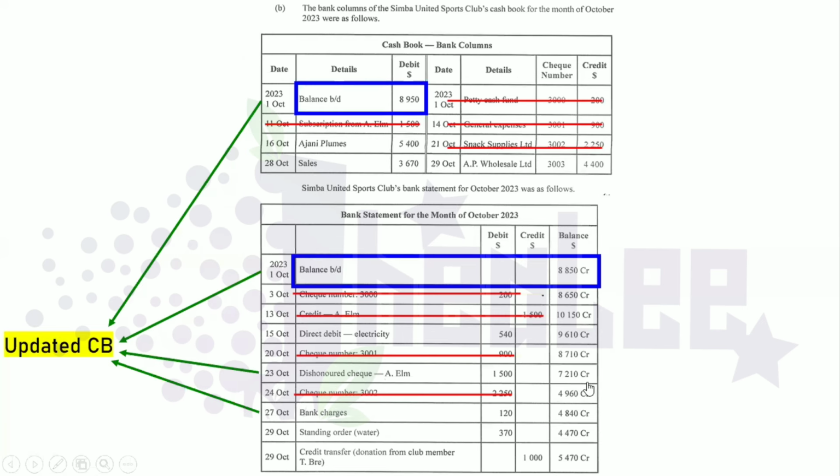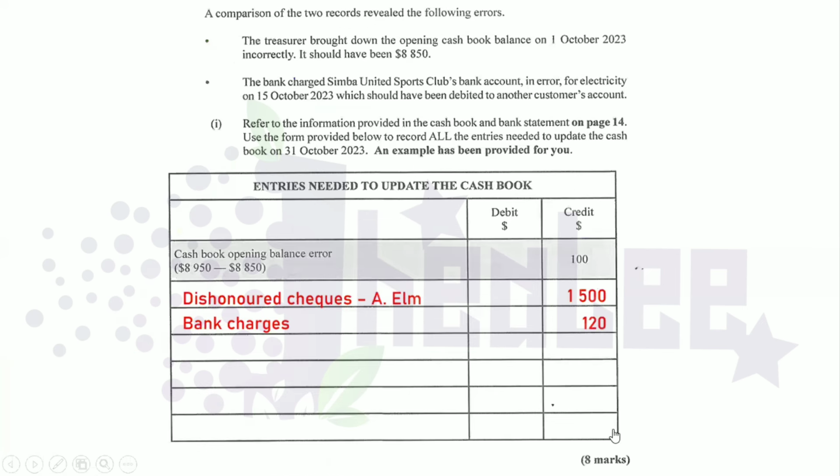Going back to the question, the next item we're picking up is the standing order. Remember, we're picking those items from the bank statement that were not checked, the items that were not common. Those go to your updated cash book. And this is a standing order of $370. The standing order was paid out for water of $370. So that's a reduction in our bank balance. So we're going to credit that to the cash book to update it. So standing order for water $370 credited to the cash book.